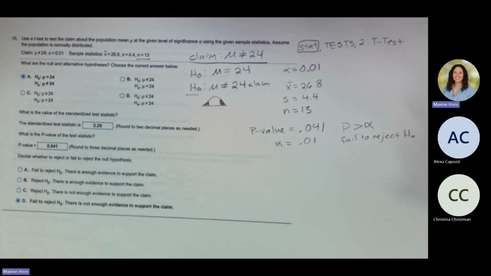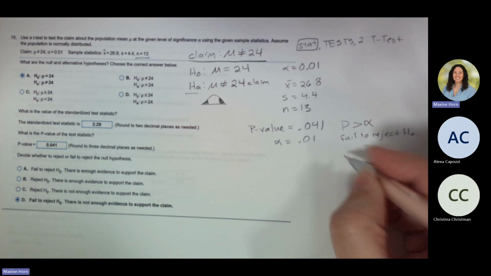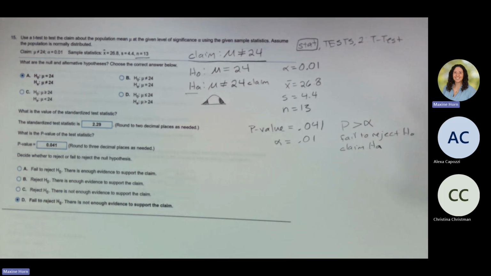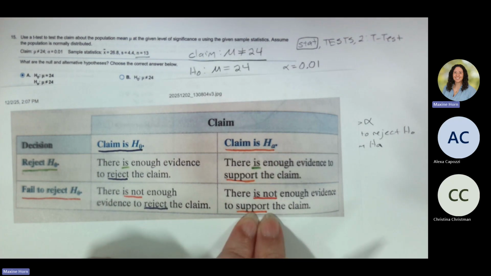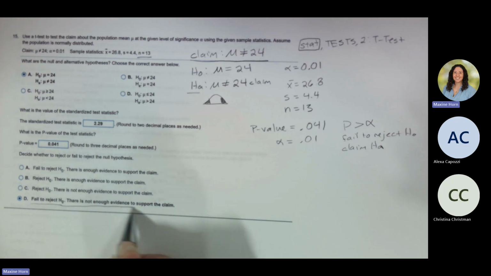And so I haven't been doing this, but it would probably be helpful. I'm going to do it from now on. After you write whether you reject or fail to reject the null, maybe under that, go ahead and write, what is my claim? My claim is the alternative. And that way you've got all of that information right there in the same spot for when you go to look at your chart, right? So fail to reject null, claim is alternative. So there's not enough evidence to support the claim, is how we're going to word this. So we say, fail to reject null, there's not enough evidence to support the claim.